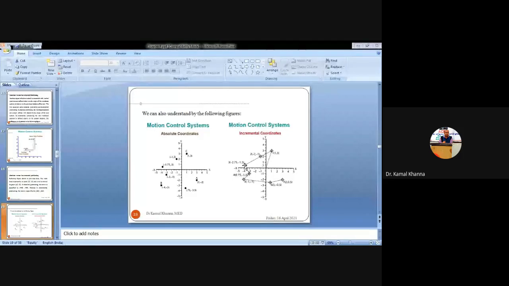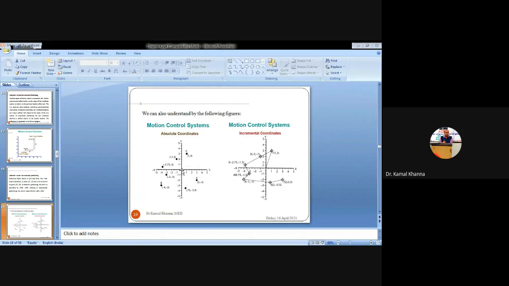Whenever the tool has to move from the current position to the next position, from point A to B, to find the coordinates of point B it has to consider the current position as the origin, 0, 0, and measure the coordinates from that 0, 0 to the next point. We are not having a fixed origin like in the case of the absolute coordinate system.